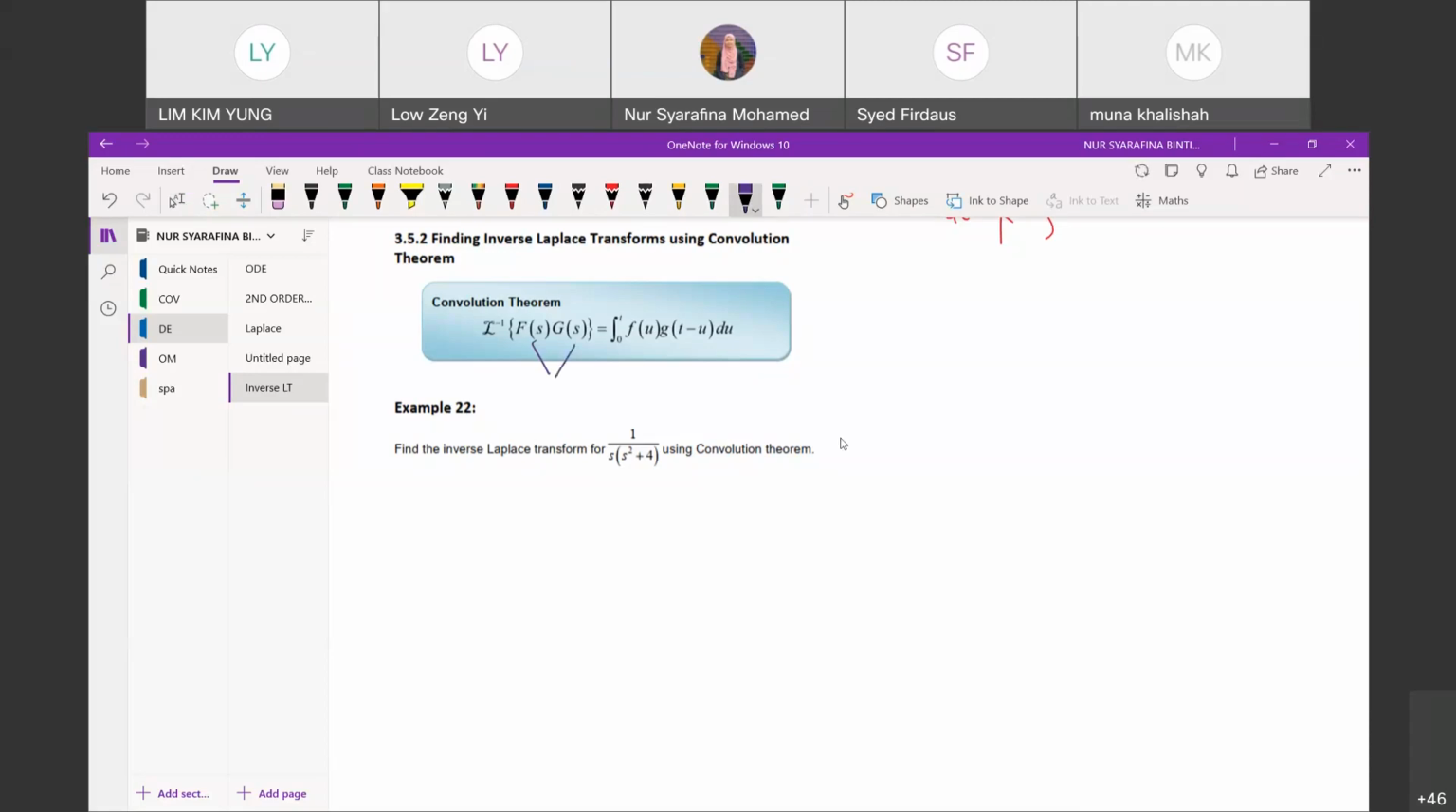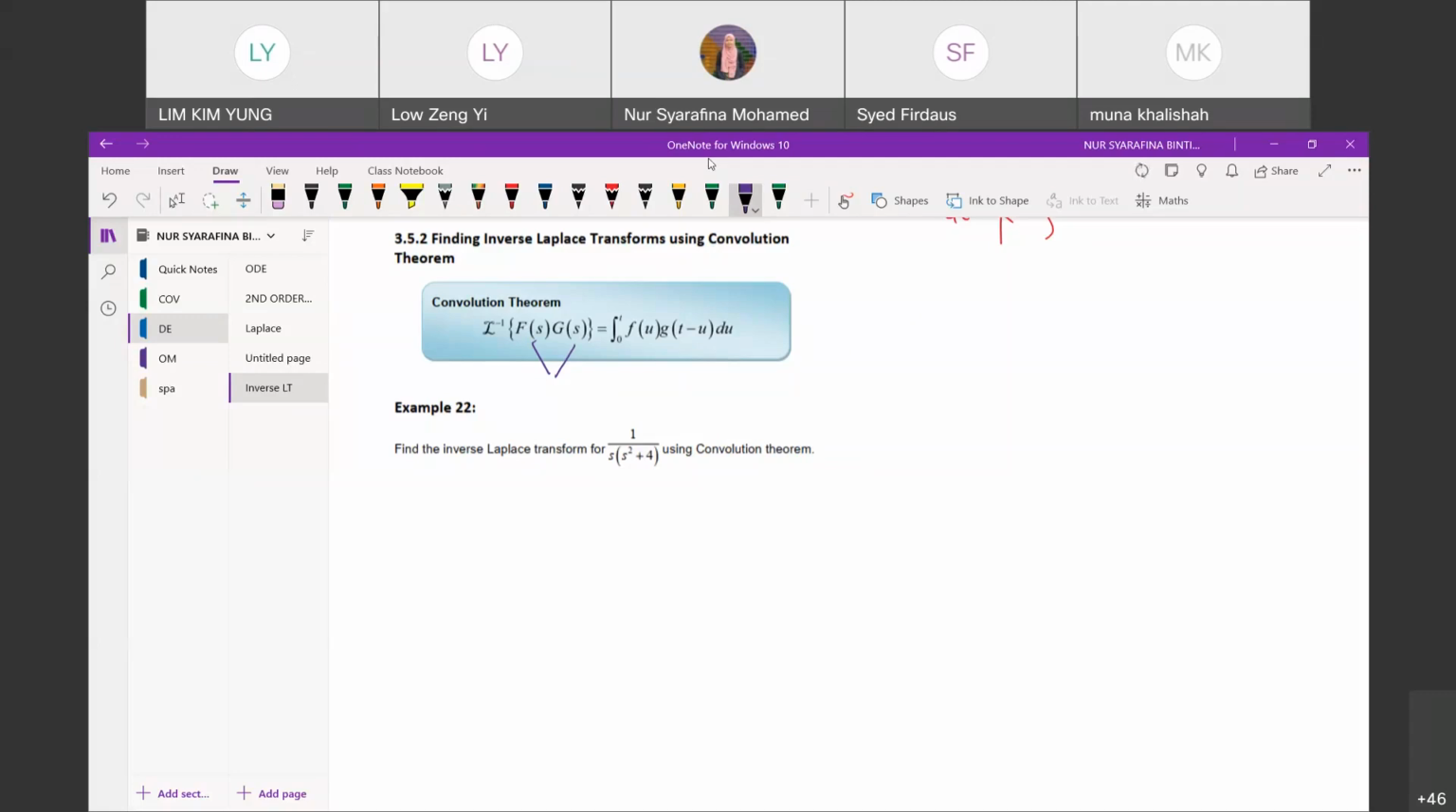But if you have one function, let's say 1 over s minus 4, and another function is 1, then you can also use this theorem. So basically, this convolution theorem is used when there are two functions, Fs and Gs, together. Then by the convolution theorem, the inverse transform is equal to the integral from 0 to t of Fu times G(t minus u) du.